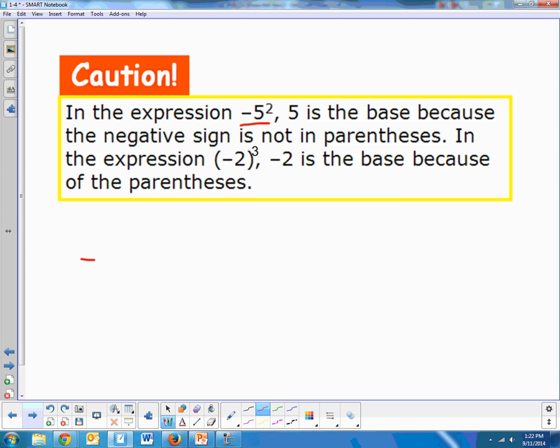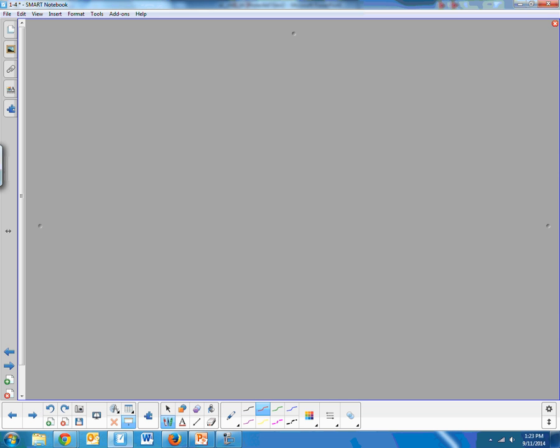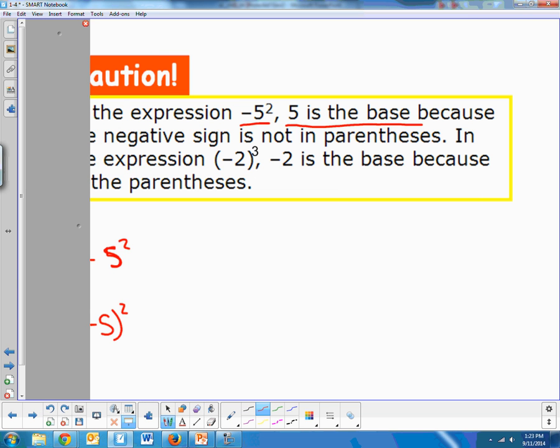If we look, -5 squared, and some of your calculators will do this correctly, -5 squared is actually different than (-5) squared. We're going to look at why that is. -5 squared, as it says up here, if you have just -5 squared without parentheses, 5 is the base, because the negative sign is not part of that base. It's not in parentheses. And so that first one, the negative is not part of the base. So, and you can't see when I cover it up with my hand, but we're not going to care about that negative sign when we're doing our exponents.